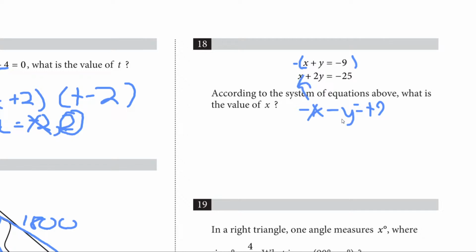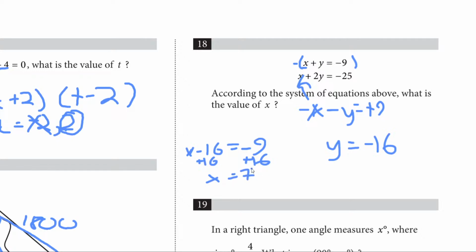The x's cancel out. You take away a y from this 2y and you just get a regular y. And we add a 9, and 9 plus negative 25 should give us negative 16. Now that we have the y, we just plug it into the top equation. If x minus 16 is equal to negative 9, you add the 16 to both sides, and you get that x is equal to positive 7.